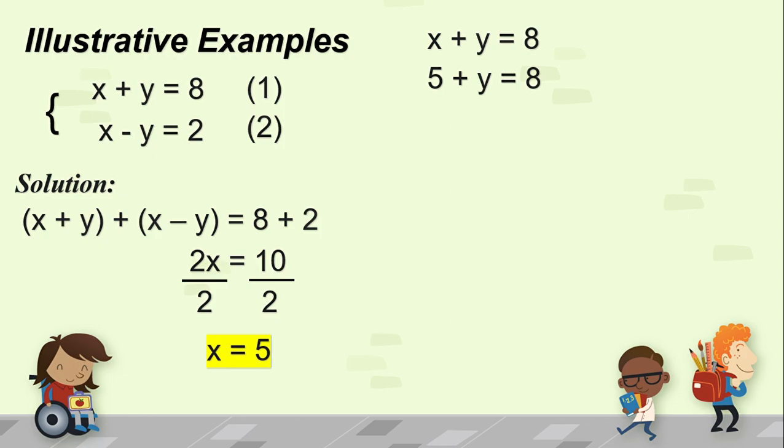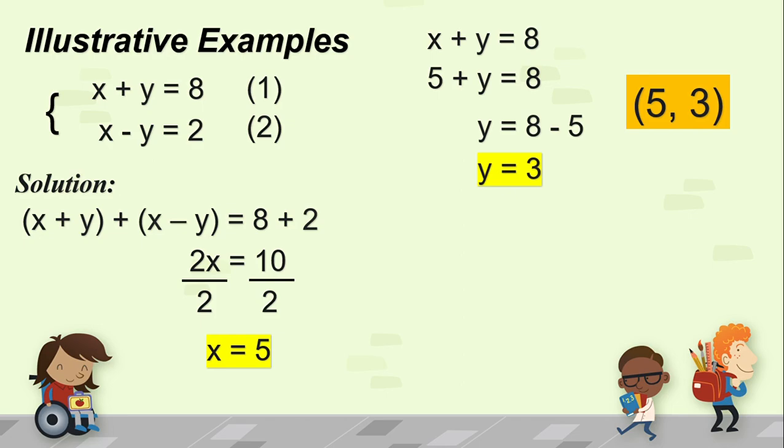And then, let's apply the addition property of equality, or by transposing positive 5 to the right side, so from positive it will become negative. So 8 minus 5 will become 3. So therefore, the solution is the ordered pair 5 and 3.